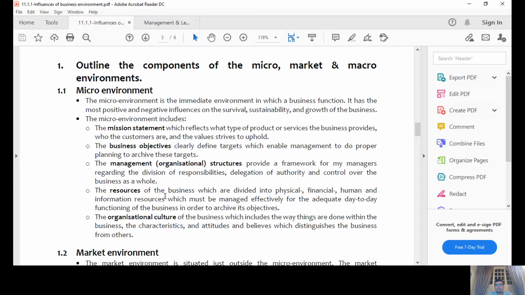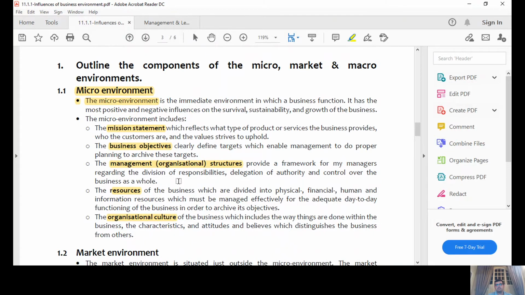Now, we have done this in grade 10 pretty intensely. So this year, you should really just have an overview, an outline of what the different environments entail. So just for a bit of a refresh, firstly, the micro environment. The micro environment consists of the mission statement, the business objectives, the management and organizational structure, the resources, and then the organizational culture. As you can remember from last year, it is everything that is inside the business itself.